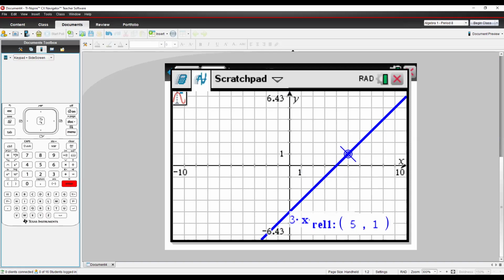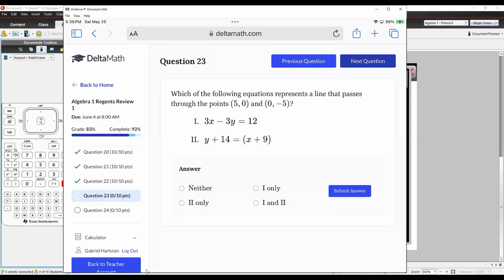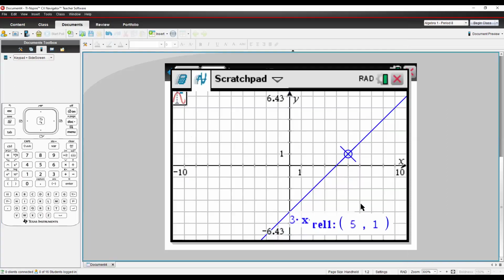So if we go back to this, we can see that neither one of these points is on the first line because when we put in 5, we got 1, not 0. And when we put in 0, we got a -4, not a -5. So number 1 doesn't have either one of those points on the line. So I can cross that one off. Now I'm going to do the other one.